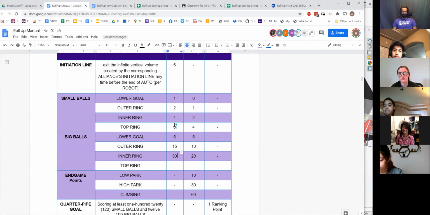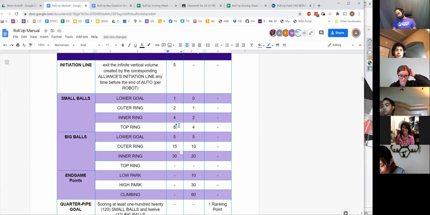But that could be nullified if you can somehow score a lot more big balls in the inner ring. If you could score 3 big balls in the inner ring in the same time it takes to figure this out, it's not worth it, right? So there are definitely different strategies there.